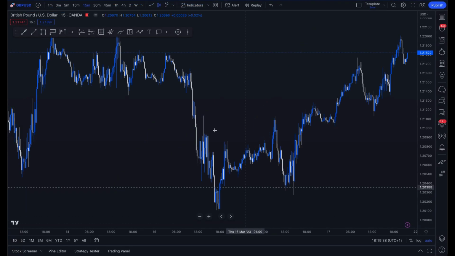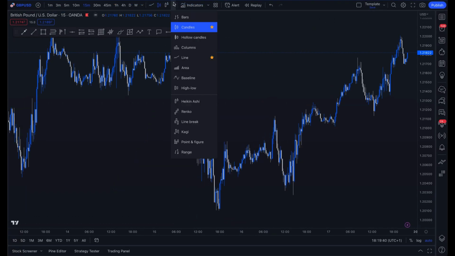Let's set up our chart with the indicators. First, we need to change the candles to Heikin-Ashi candles and consider working with a time frame of 15 minutes to avoid false signals on a lower time frame.